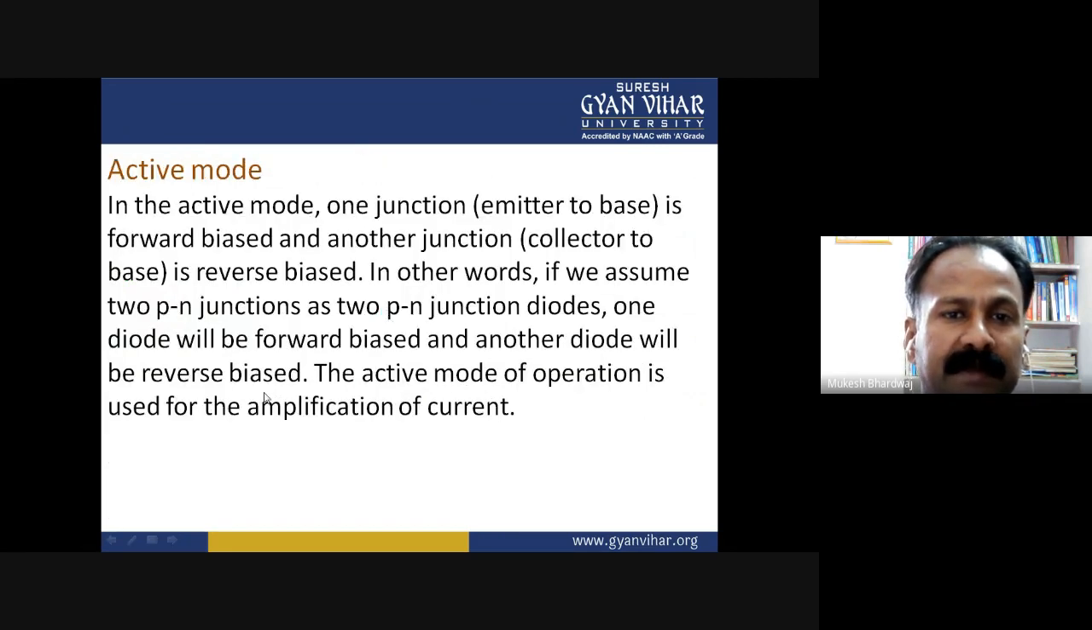Active mode. In the active mode, one junction, emitter to base, is forward biased, and another junction, collector to base, is reverse biased. In other words, we assume two PN junctions as two PN junction diodes. One diode will be forward biased and another diode will be reverse biased. The active mode of operation is used for the amplification of current.